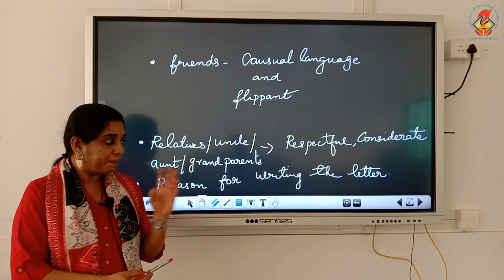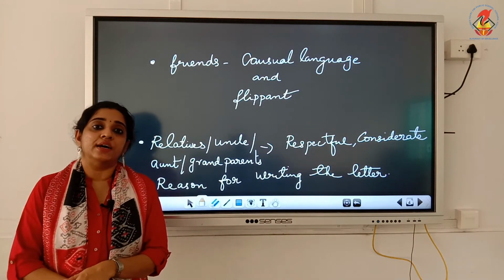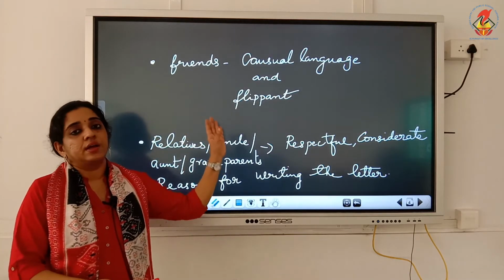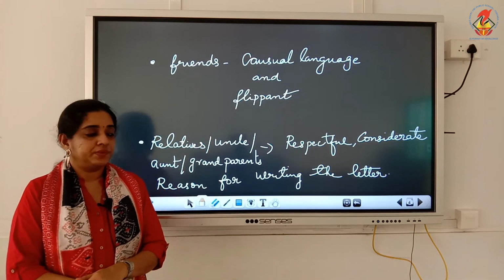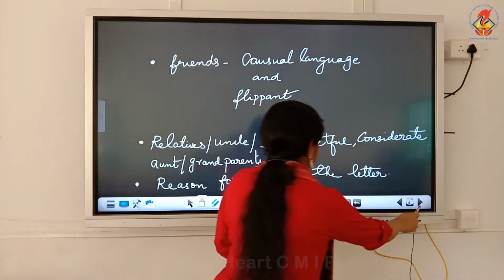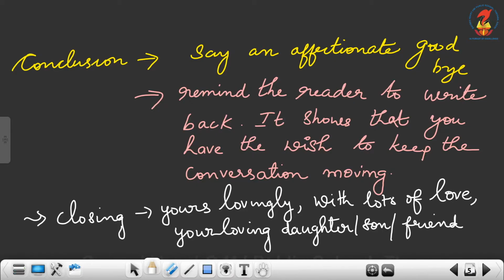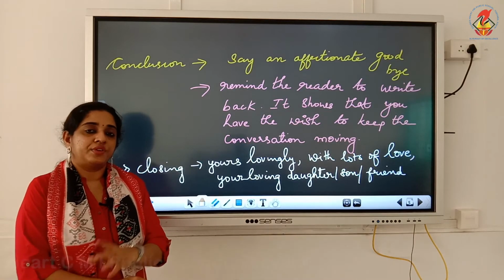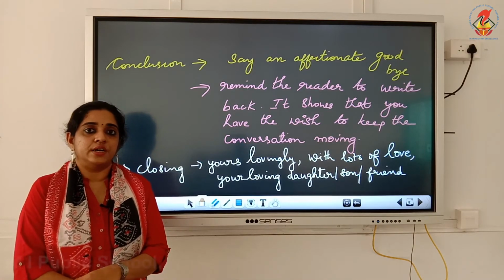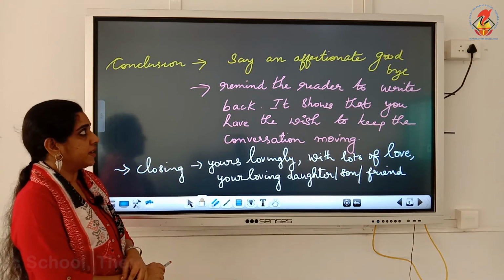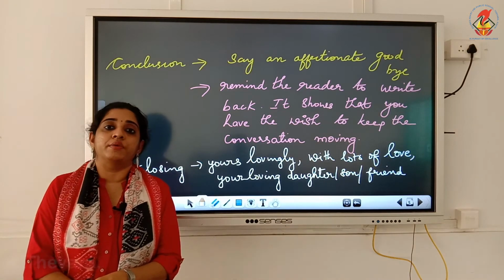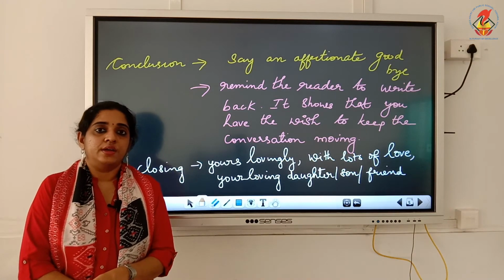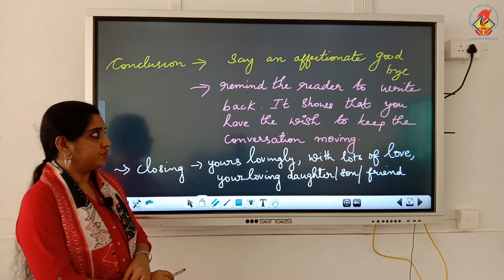This is the purpose, the reason for writing the letter, which you have to specify after inquiring about the common well-being. Okay, then the next one, the conclusion line. After writing the reason for the letter, you have to conclude the letter in affectionate language, saying goodbye, goodbye dear aunt, goodbye dear grandpa or grandma, like that you should write.